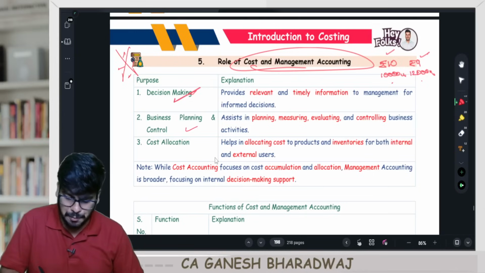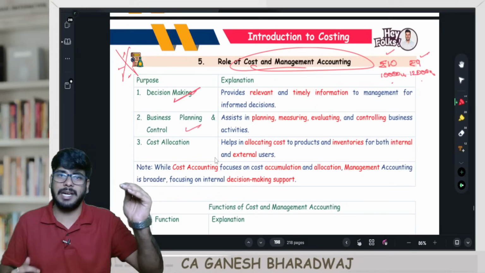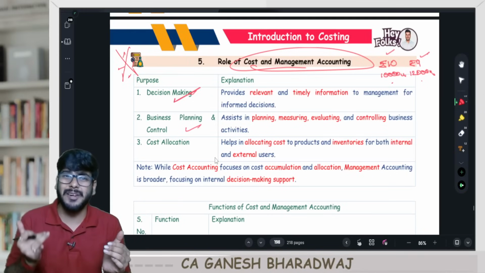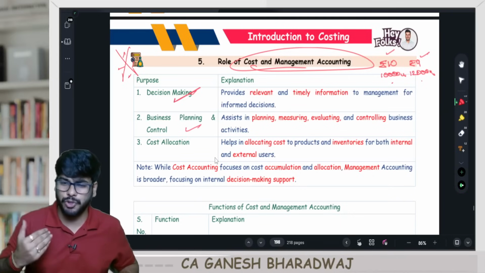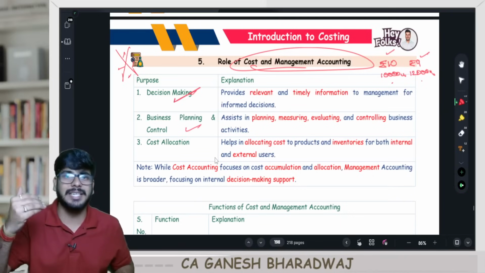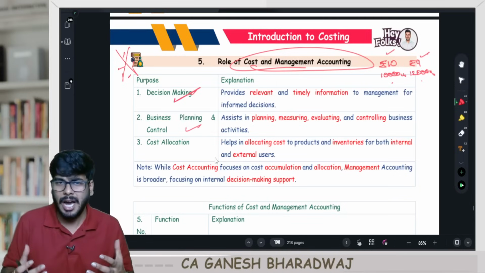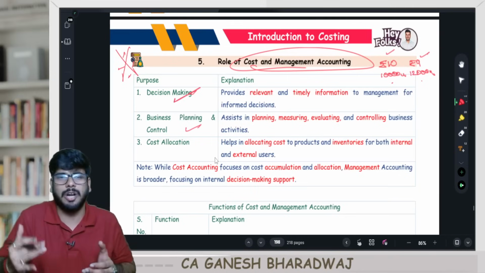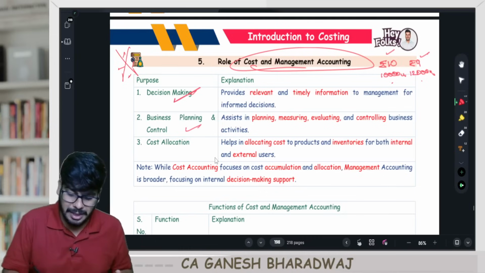Next one, business planning and control. Of course, in your standard costing, what do you do? You set your standards, compare them with the actuals. Now you analyze the variance. If it is a favorable variance, which means the particular person has done a very good job, you will reward him. In case it is an adverse variance, then you will go and punish him. Punish could be ideally penalizing him, taking a salary cut, demoting, or maybe dismissing the employee, whatever it is. So it helps you in your business planning and control.